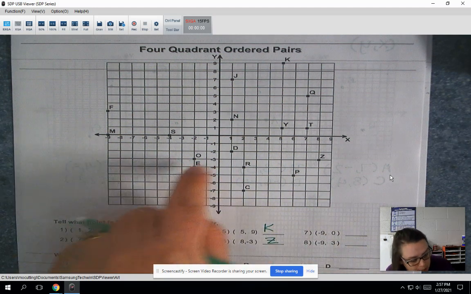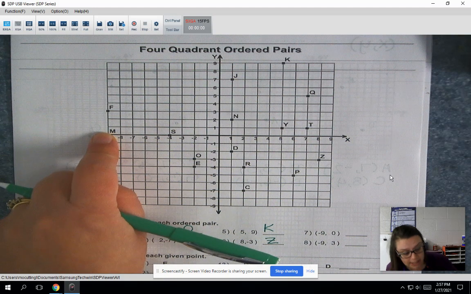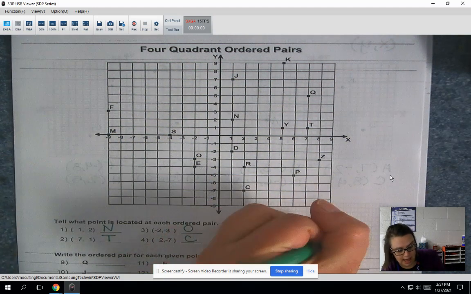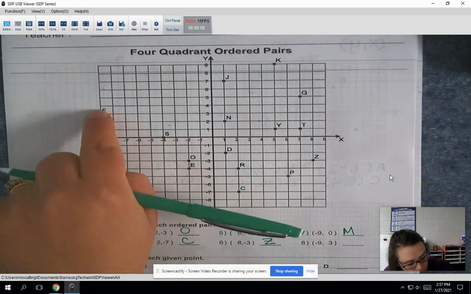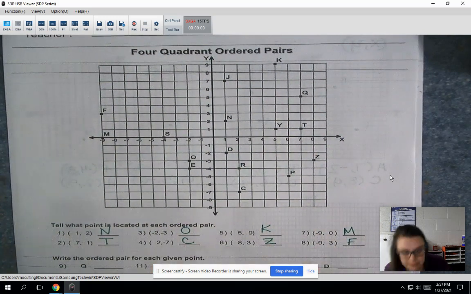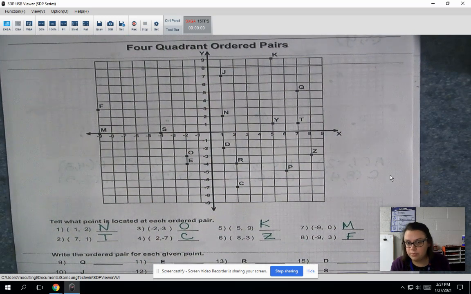-9, 0 means I'm going across to -9 and then staying at 0. So that is M. And -9, 3, across to -9, up to 3 is F. Okay. And if you are listening at this point, next to number 7, draw a little star.